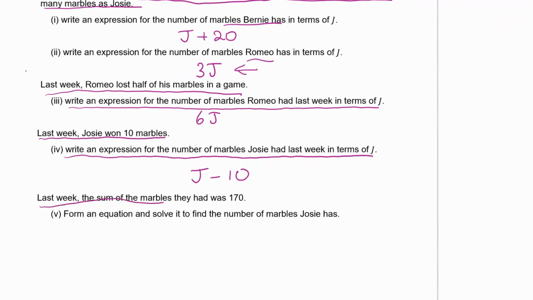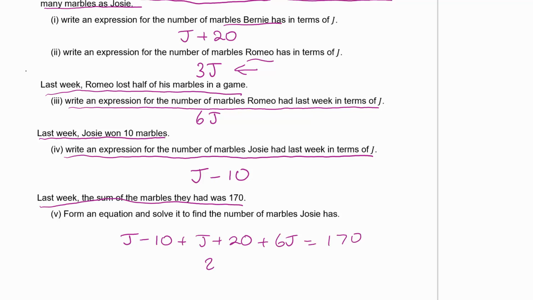Last week, the sum of the marbles they had was 170. So Josie had J minus 10, Bernie had J plus 20, because we're not told that Bernie was any different to last week. Romeo had 6J, and all of that added up to 170.